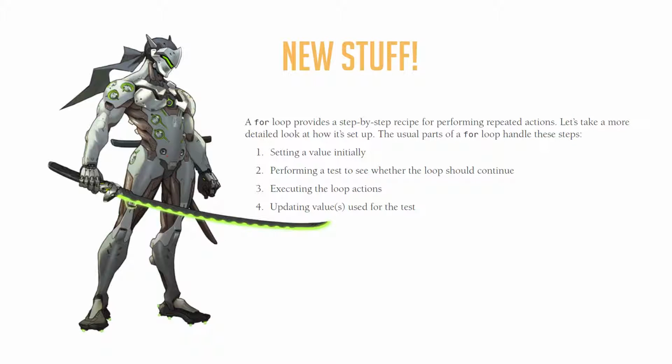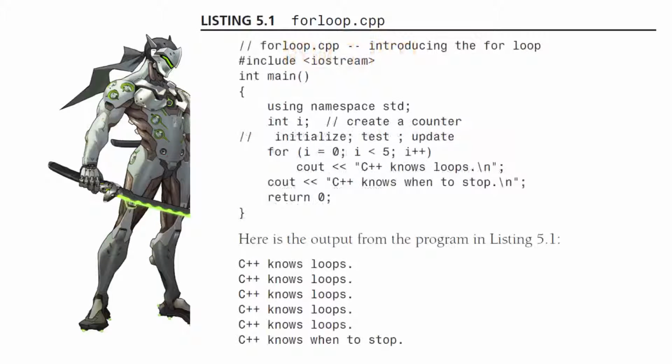So to review, remember what for loops consist of. There are 4 parts, which is to set a value initially, performing a test to see if that loop should continue doing whatever the loop says it should do, and then updating the values used in the loop. This was the example that I showed, highlighting the for loop section of it.